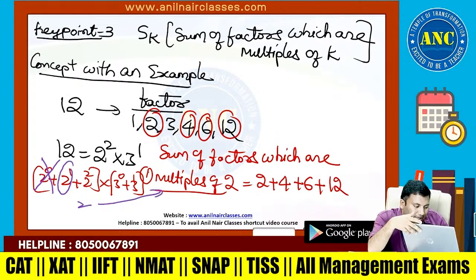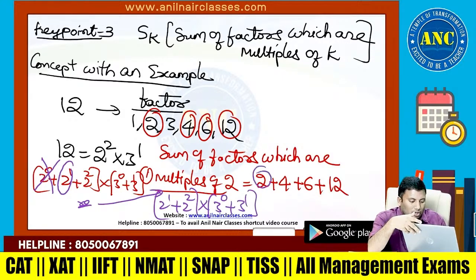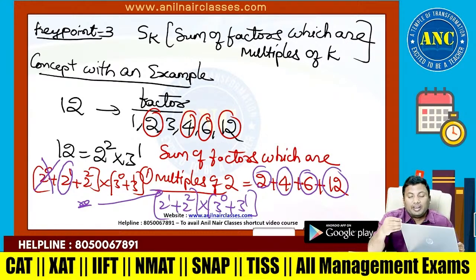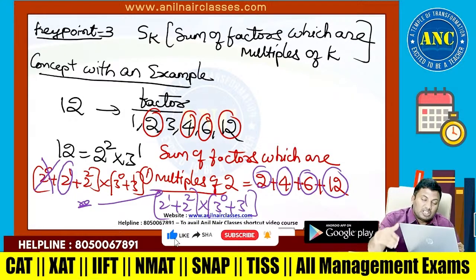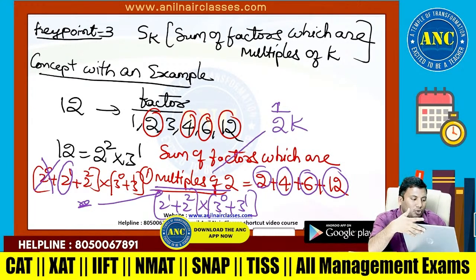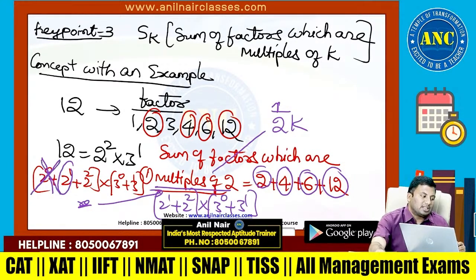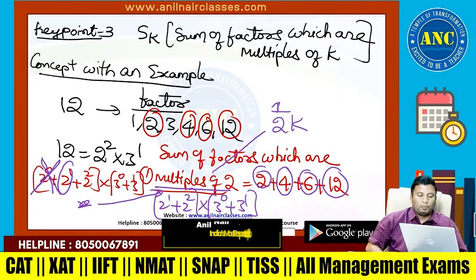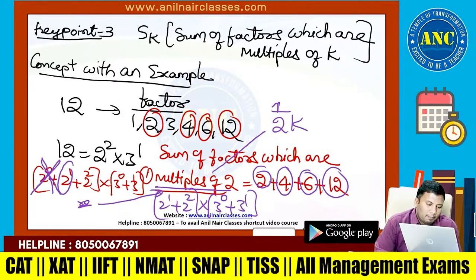So this can be written as (2^1 + 2^2)(3^0 + 3^1). 2 1s are 2, 2 3s are 6, 4 1s are 4, 4 3s are 12. So if it is multiples of 12, start from the lowest power of prime bases, which will result in 12. I will do 2 more examples, it will be clear. Any multiple of 2 is nothing but 2k. Minimum power of 2 should be 1, so 2^0 is eliminated: (2^1 + 2^2)(3^0 + 3^1).